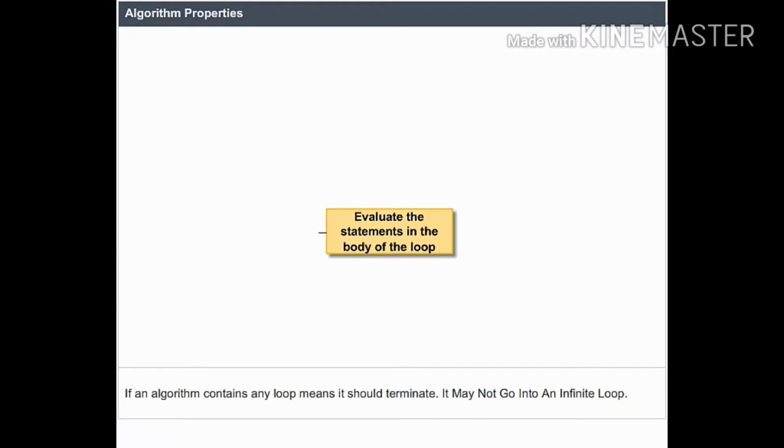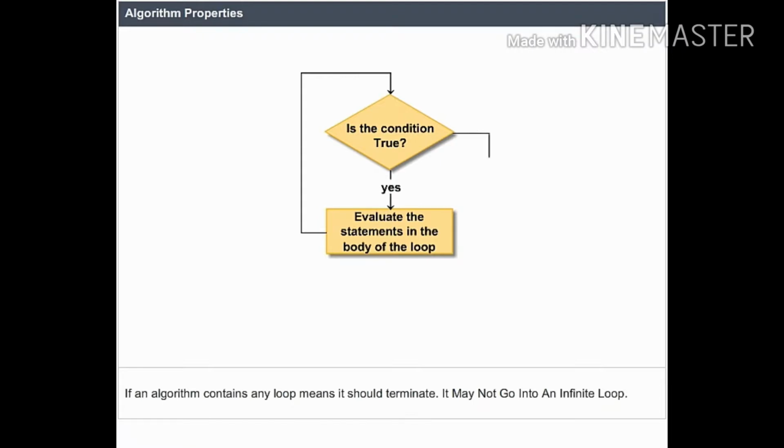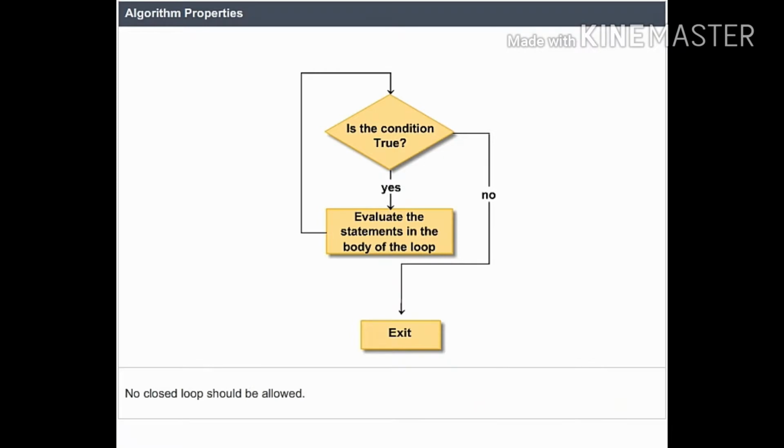If an algorithm contains any loop, it means it should terminate. It may not go into an infinite loop. No closed loop should be allowed. This property is used to avoid the deadlock.